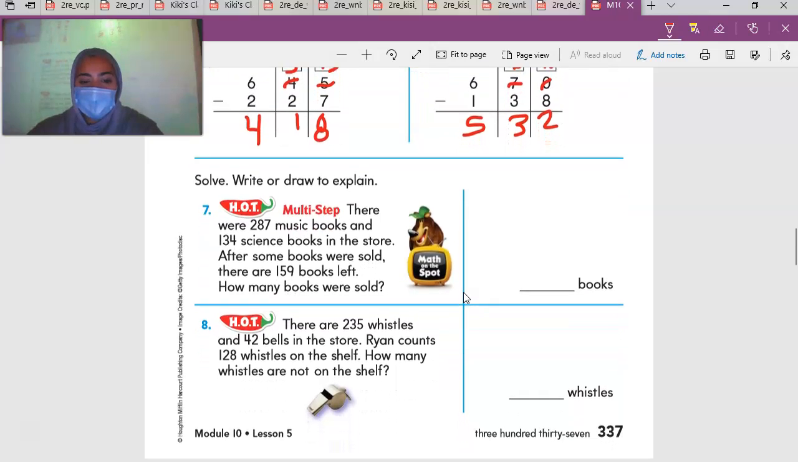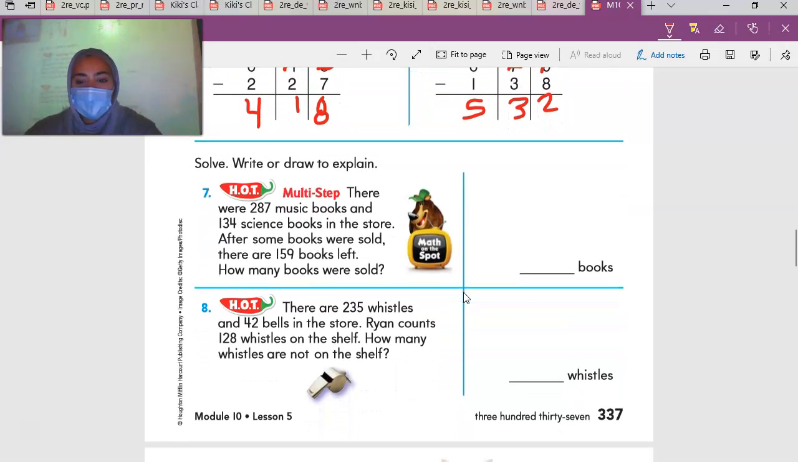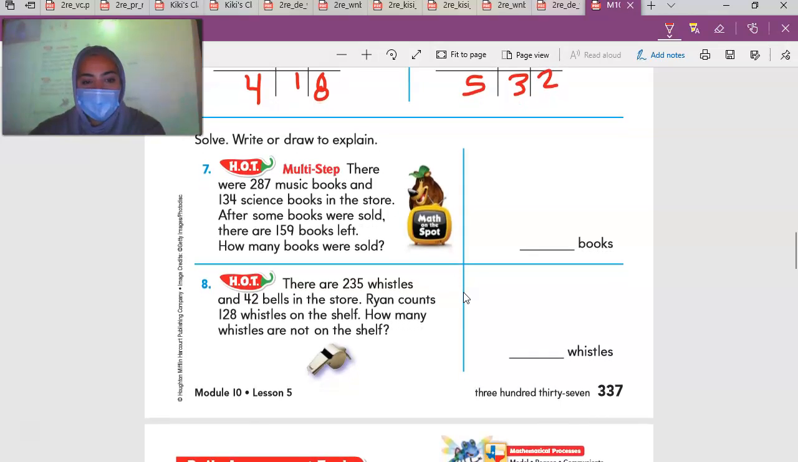532. Let's try to do number 7 and 8 together. I don't want to do math on the spot today because I feel like this is really easy. We may do it on 10.6 because on lesson 10.6 we're going to regroup the hundreds, and that gets kind of harder. But this, I feel like this is pretty easy.